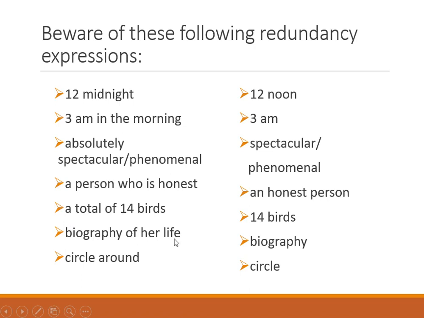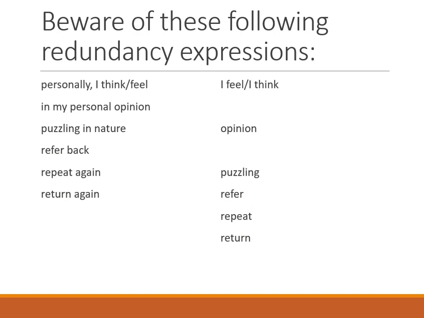Biography of her life. Well, if it is a biography, it has to be about a person's life. So you only say biography. Helen White's biography. George Washington's biography. You don't have to say a biography of her life or his life. Circle around. Around is not necessary here because a circle is round. You see? So these are common mistakes that we commit when we are starting to write.